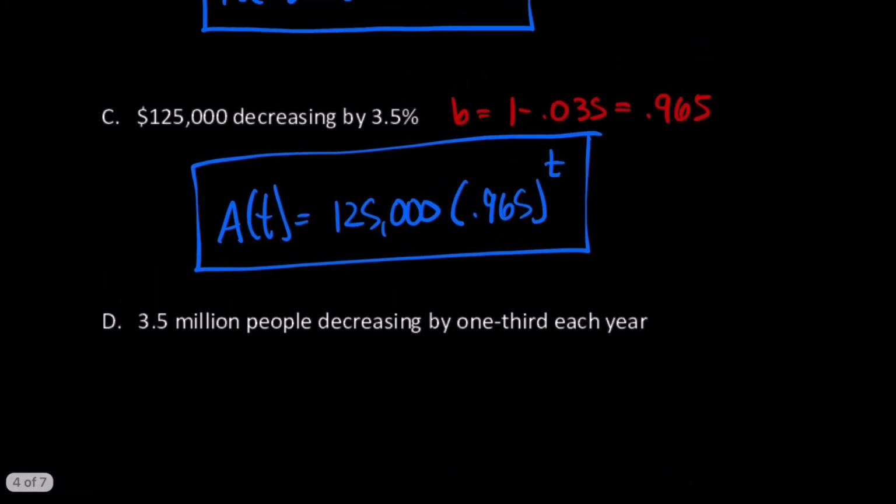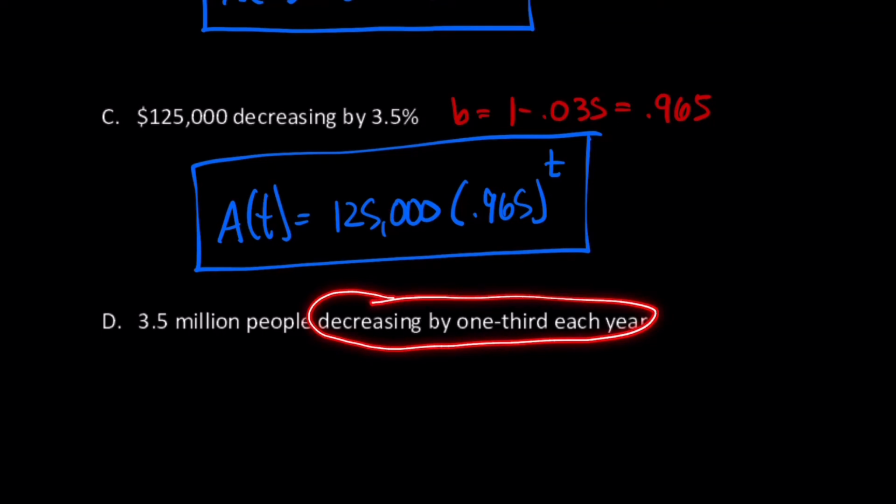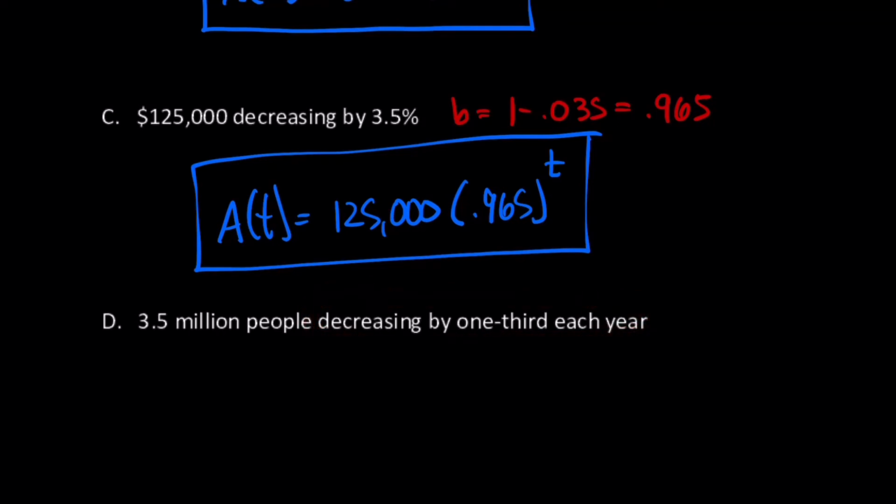3.5 million people decreasing by 1/3 each year. So again, that is not the percent, but you're decreasing by 1/3. So let's think about this for a second. If we decrease by 1/3, what remains? 1 minus 1/3, or 2/3. So this function would be A of t equals 3.5 mil. Well, let me just do it this way.